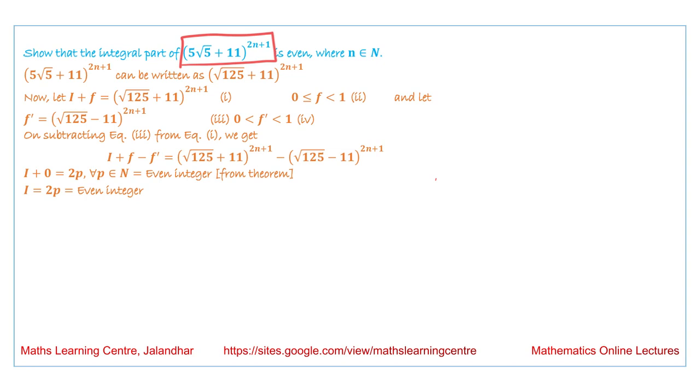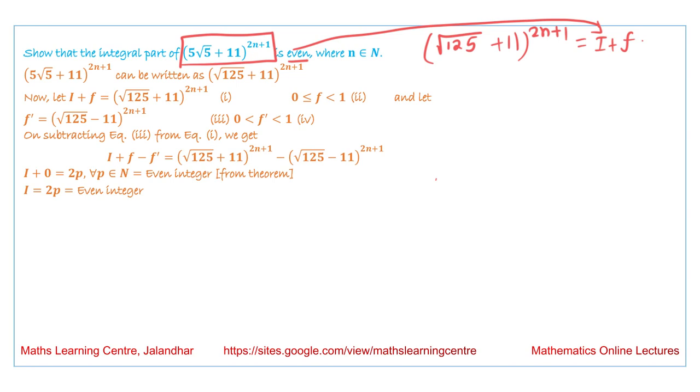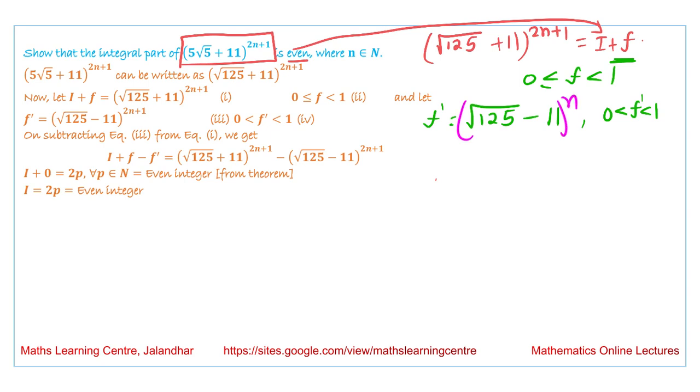So if we write this number in the form square root of 125 plus 11 raised to the power 2n plus 1, and suppose this is equal to I plus f, we have to prove that the integral part is even. So if we write the value of f, it is 0 less than or equal to f less than 1, and suppose f dash is equal to square root of 125 minus 11, and clearly the value of this f dash lies between 0 and 1. So this power n is also satisfying the same condition, and we are writing f dash is equal to this.